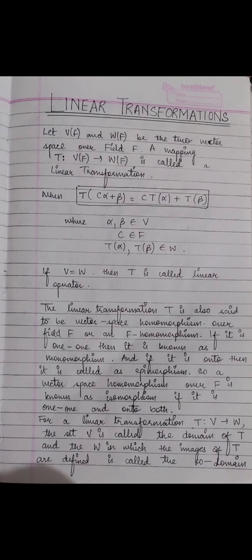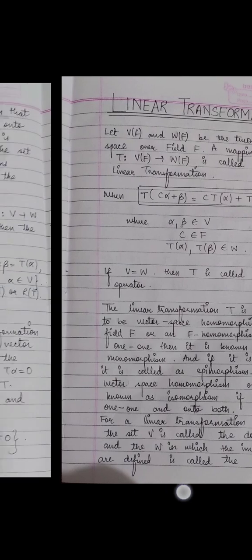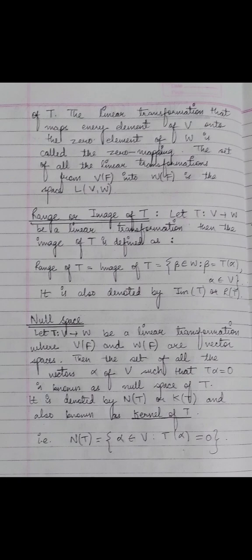For a linear transformation T: V → W, the set V is called the domain of T, and W, in which the images of T are defined, is called the codomain of T. The linear transformation that maps every element of V onto the zero element of W is called the zero mapping. The set of all the linear transformations from V(F) into W(F) is the space L(V, W).